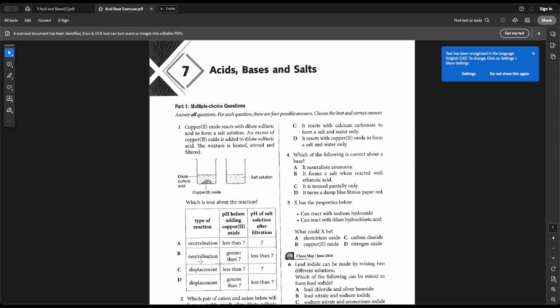Tell me, how do I know? No, I asked the question. How do I tell whether an oxide is acidic or basic? Metal oxide is basic, non-metal oxide is acidic.